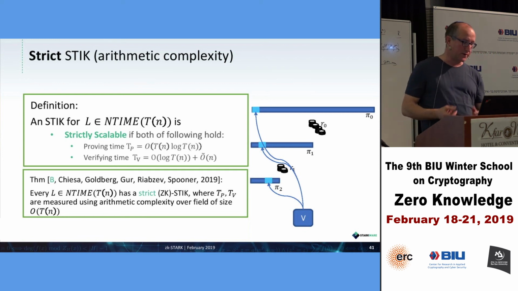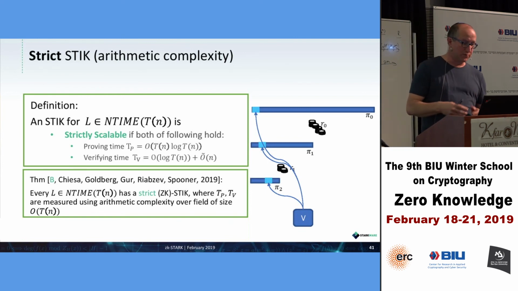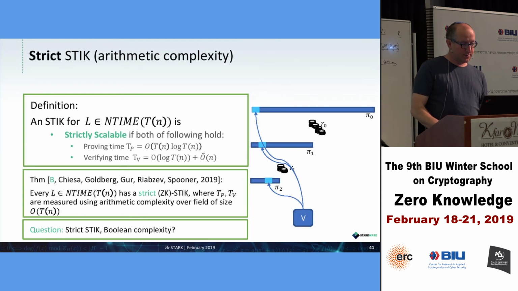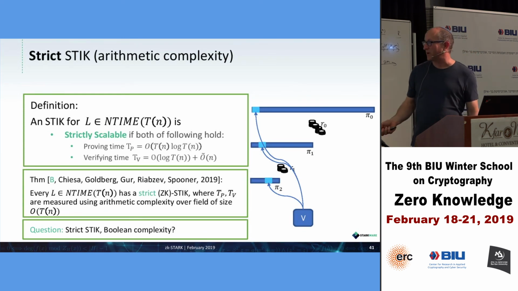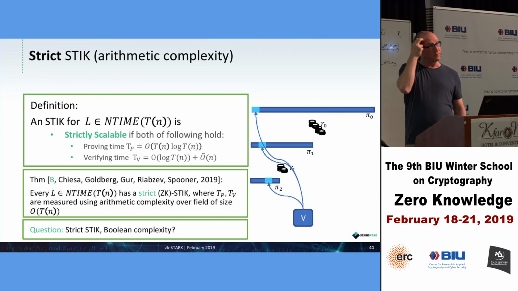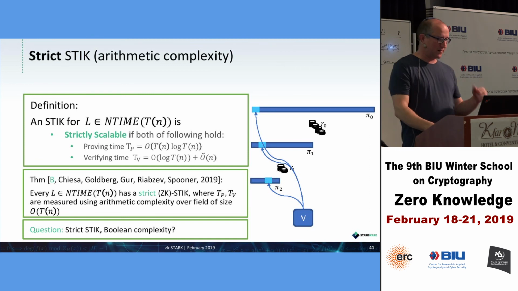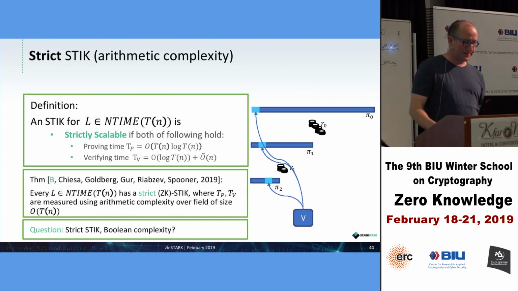It's joint work with Alessandro, Lior Goldberg, Tom Gur, Michael Yaptsev, and Nick Spooner. And I think this is a great open question that I can say a lot more about: can we get a strict STIK in Boolean complexity? I think the answer to that goes through efficient AG codes. I'll say a little bit more about that.